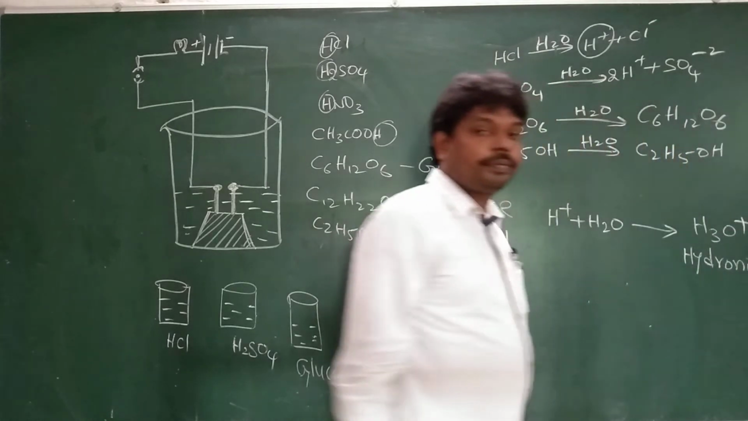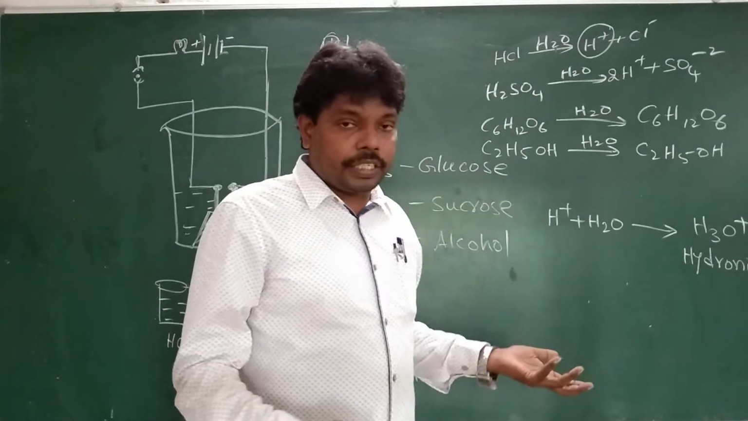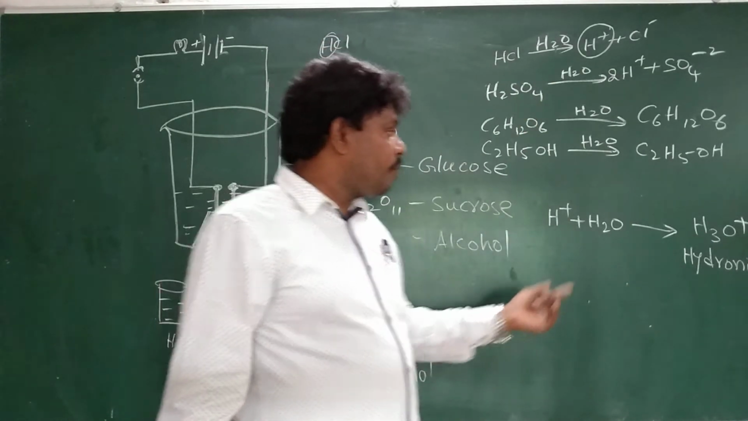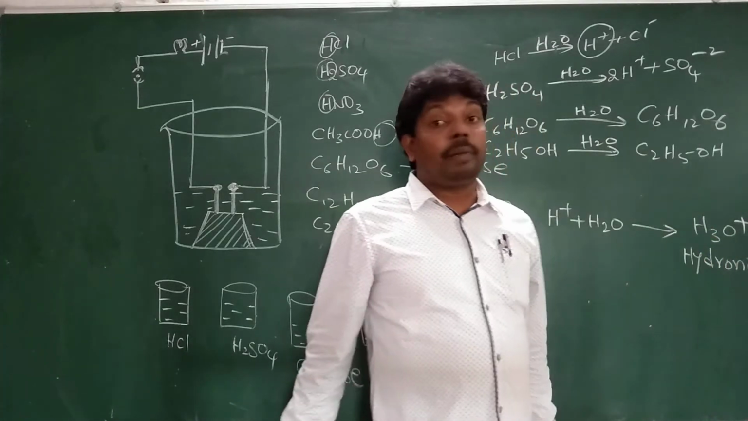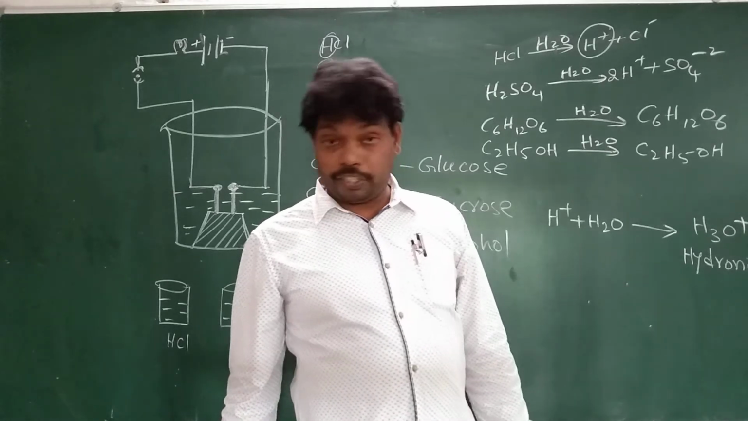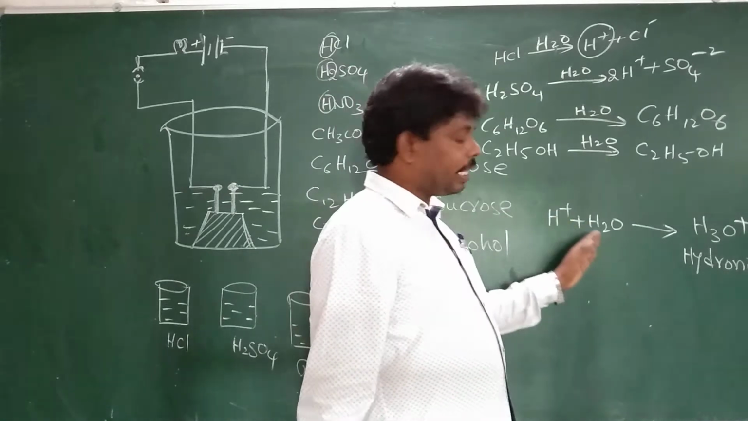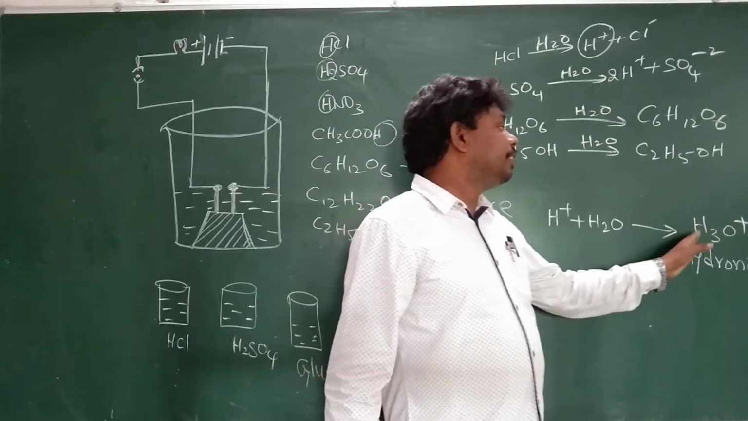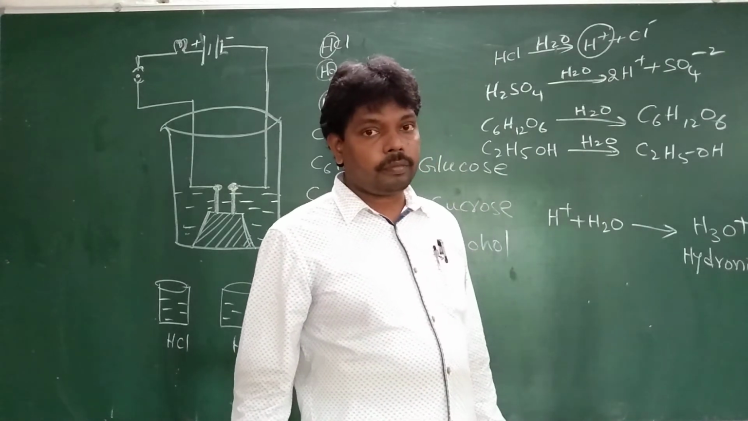Hydronium ion. So this hydrogen ion always exists in the form of H3O plus, that means the hydronium ion, but not as the H plus proton. It should not exist in the form of H plus. It's very unstable. That's why H plus reacts with the water molecule and gives H3O plus, the hydronium ion.